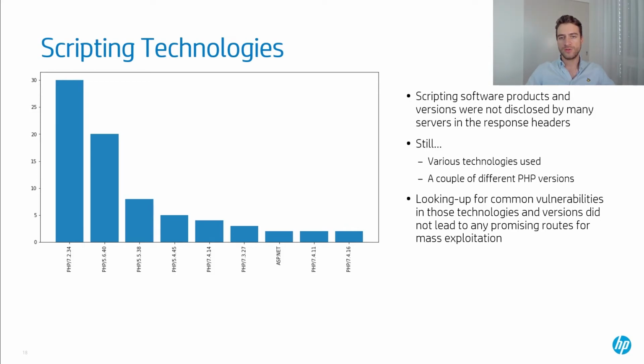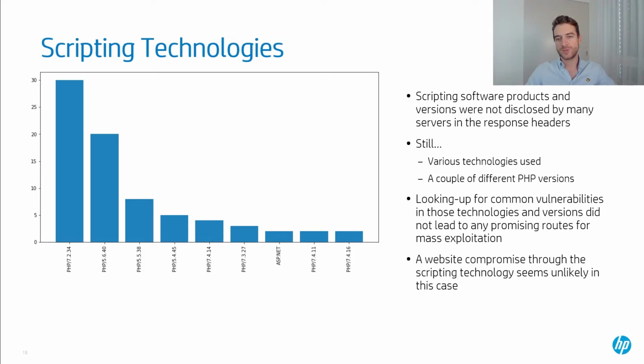To figure out if this is a potential vector of compromise, we searched for common vulnerabilities. This, however, did not lead to any promising results. Similar to the web server software, we suspect that exploiting vulnerabilities in the used scripting technology most likely does not lead to so many compromised websites, and therefore is not the way the web shells were placed there.